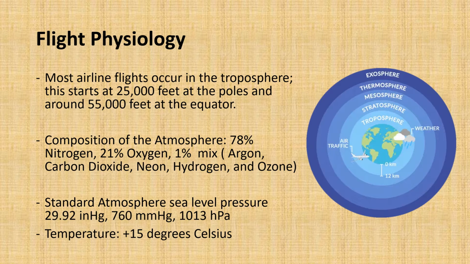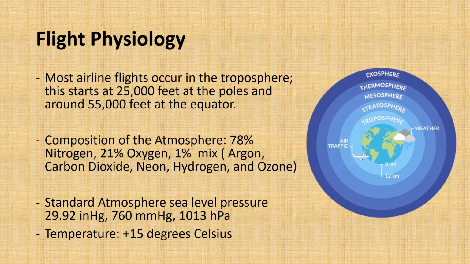Most airline flights occur in the troposphere, which begins at 25,000 feet at the poles, so that's the North and South Pole, and approximately 55,000 feet at the equator. The composition of the atmosphere remains constant up to the tropopause. It consists of 78% nitrogen, 21% oxygen, and 1% other gases like argon, carbon dioxide, neon, hydrogen, and ozone.